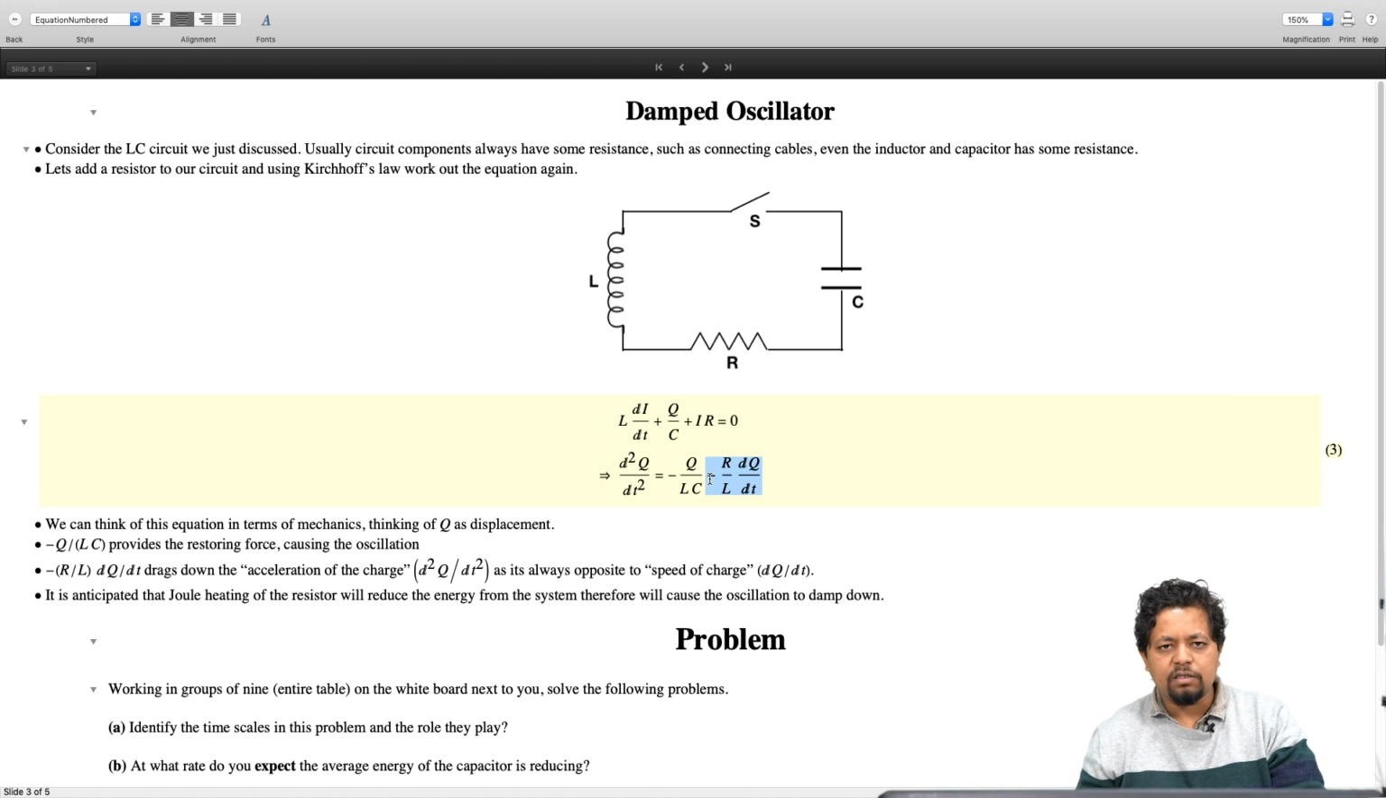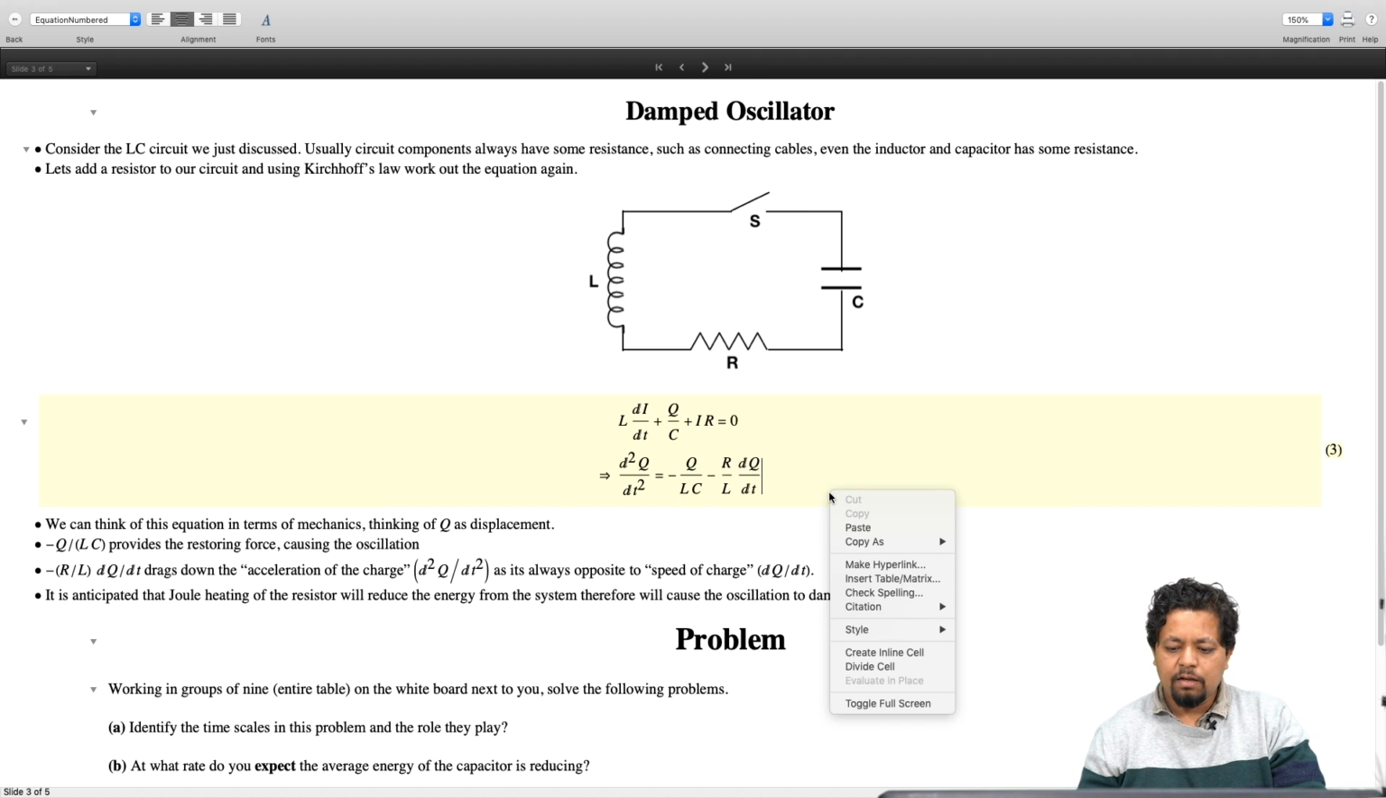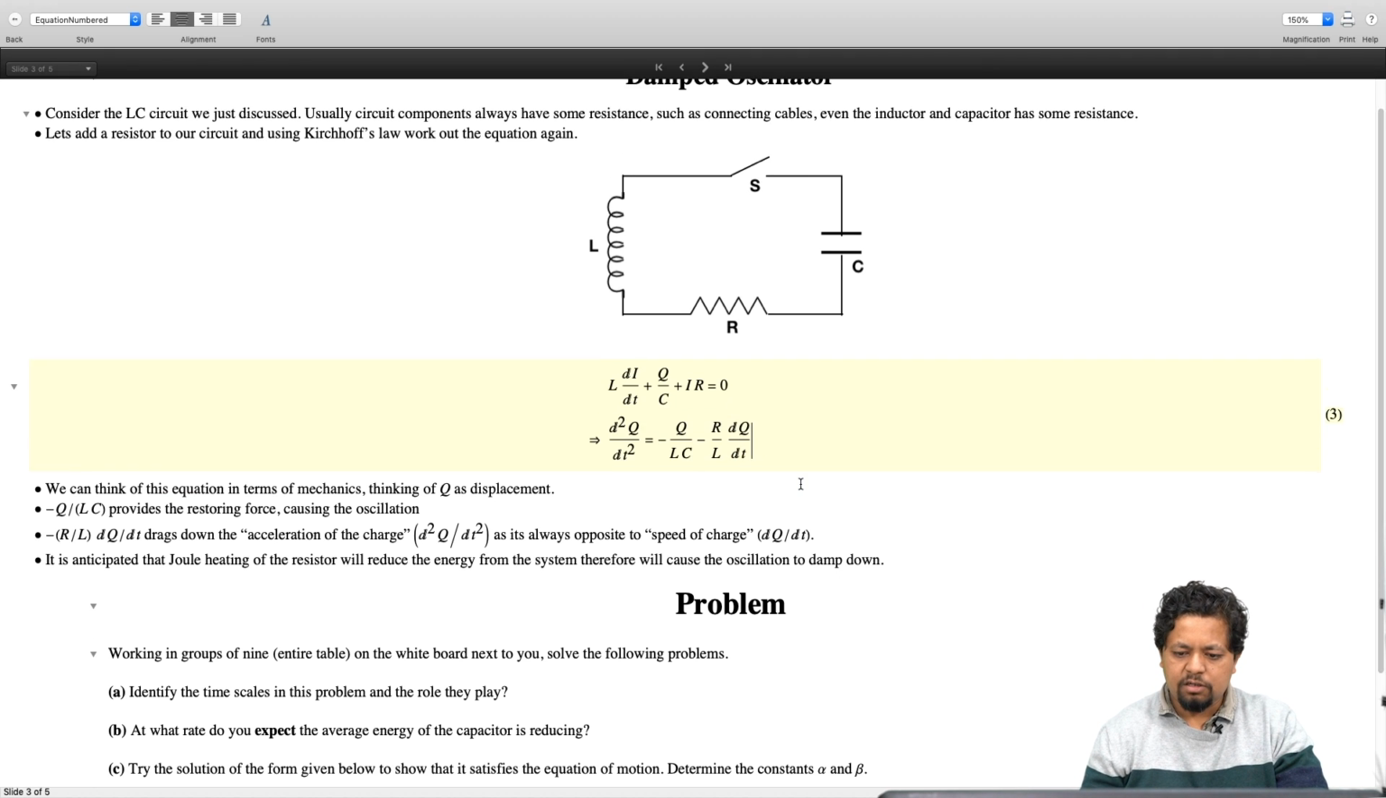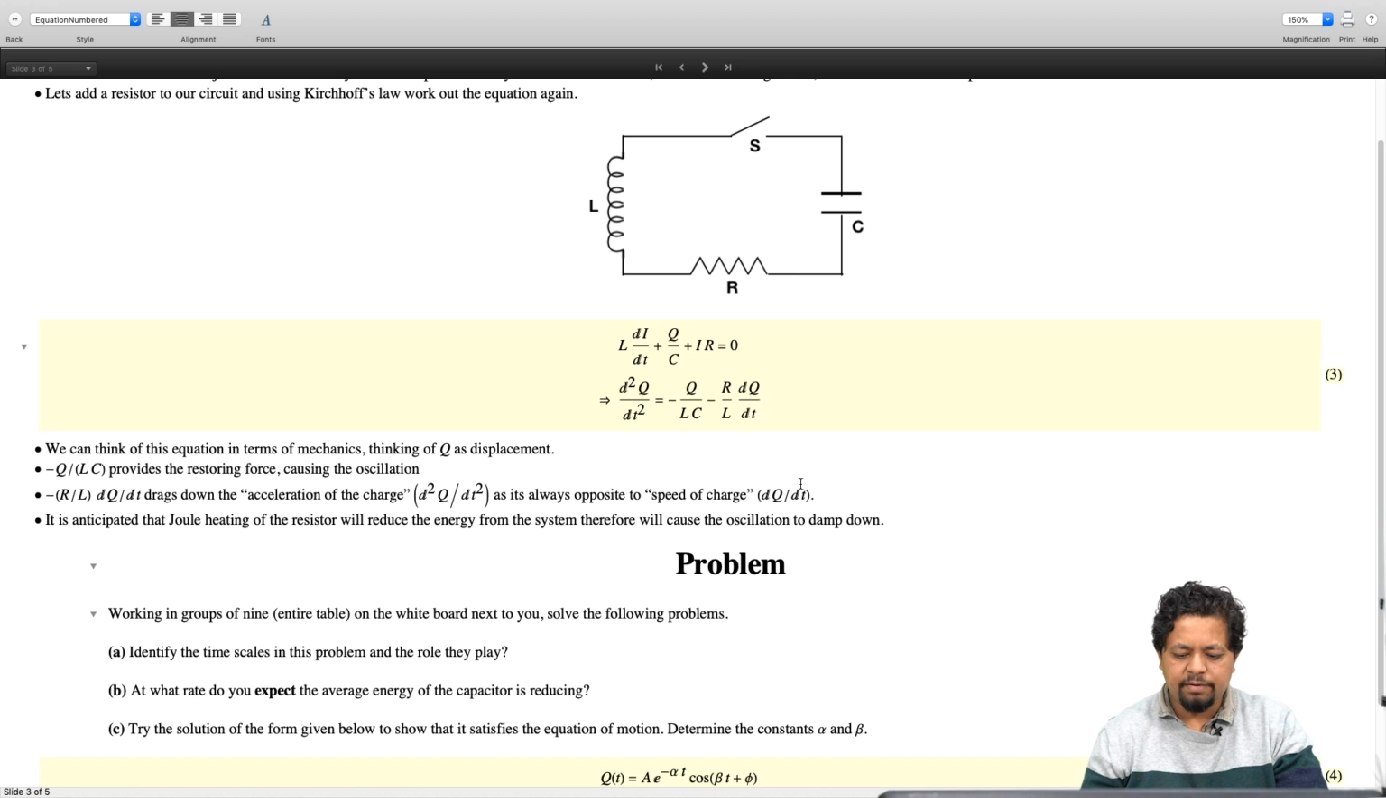Naturally, when you add a resistor to a circuit, there's Joule heating, and that Joule heating is responsible for losing energy in the system, and therefore the oscillation amplitude, or the charge in the capacitor, is going to die down. That's why we understand this term as a dissipative term or a damping term. So let's go ahead and look at this problem over here.